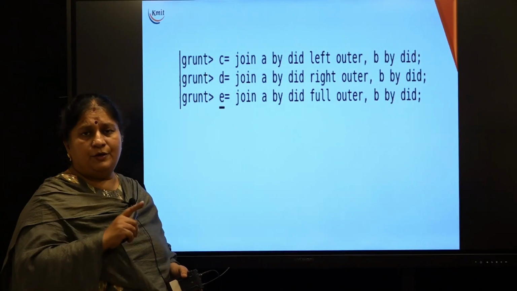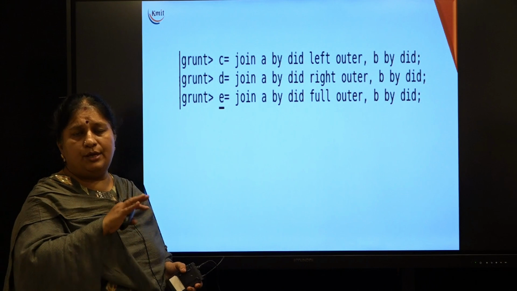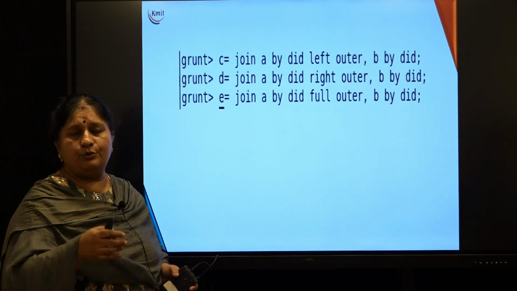These are all part of your lab exercises. So, you are supposed to execute them, take screenshots and put them in your records.